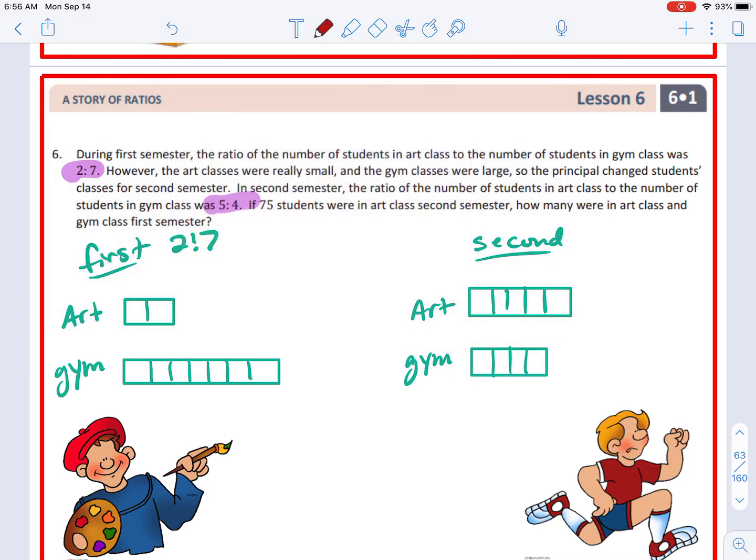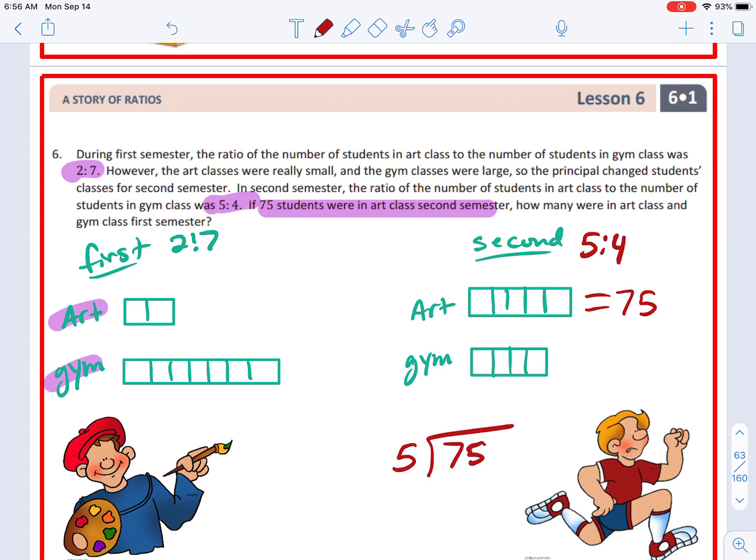Okay, so there's our tape diagrams. One represents 2 to 7, and then the second one represents 5 to 4. It's telling us if 75 students were in art class in the second semester, so this has to equal 75, how many were in art and gym class the first semester? There are 5 units for art in the second semester, and we know that it equals 75. So we have to divide 75 by 5.